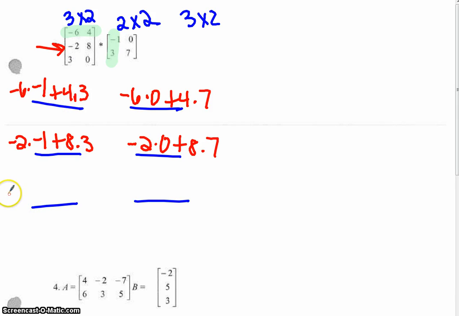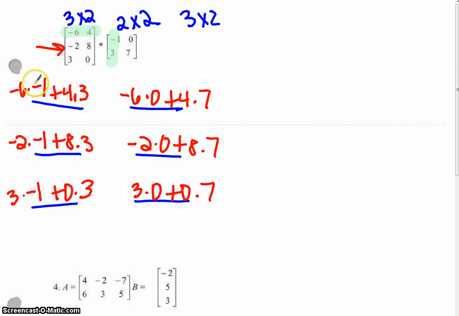Then you use row 3. 3 times negative 1 plus 0 times 0. No. Don't get in a hurry or you'll make little mistakes like that one. 3 times negative 1 plus 0 times 3. And then 3 times 0 plus 0 times 7.